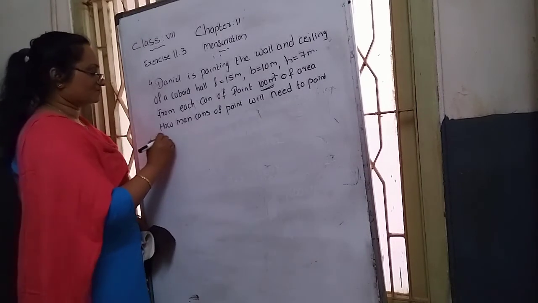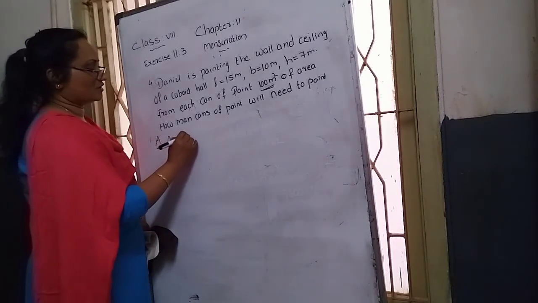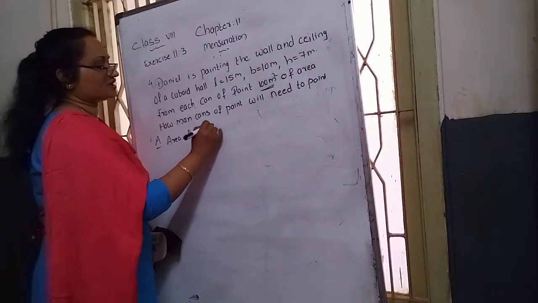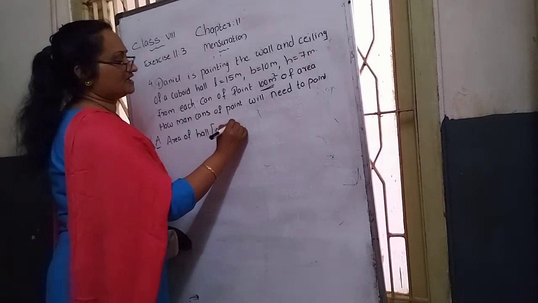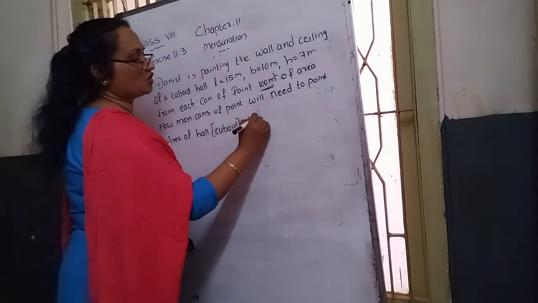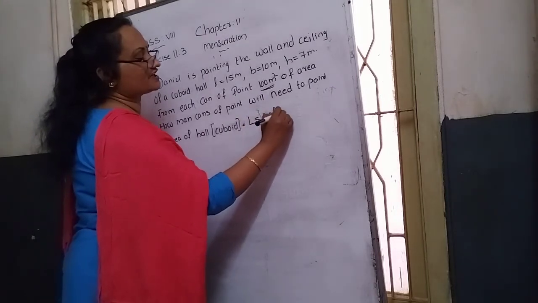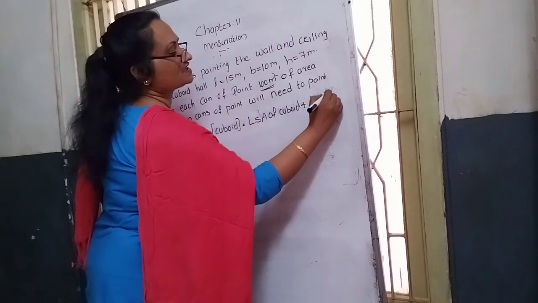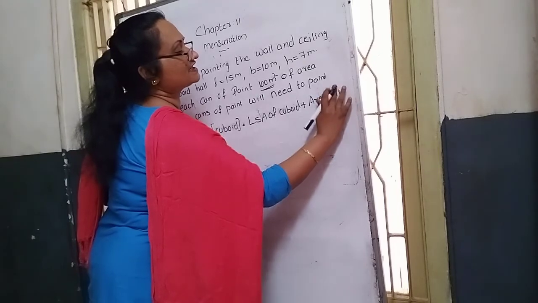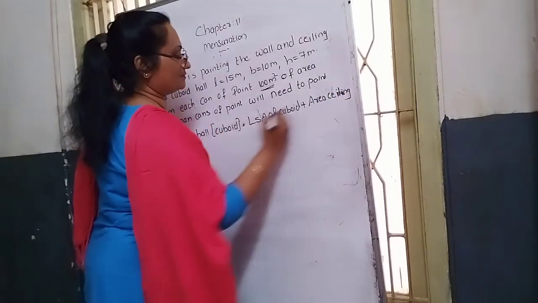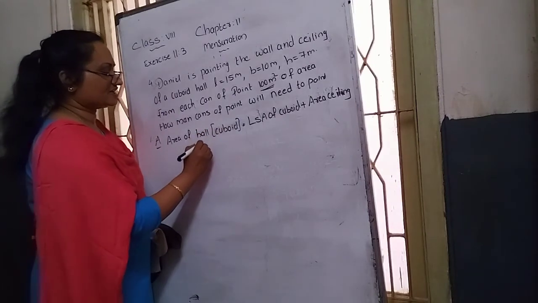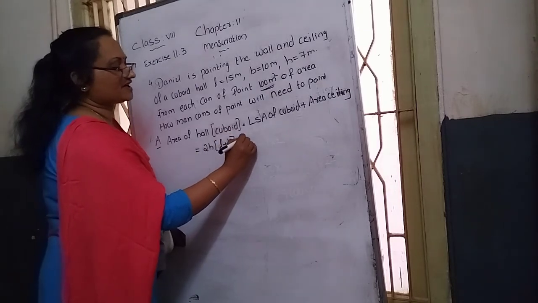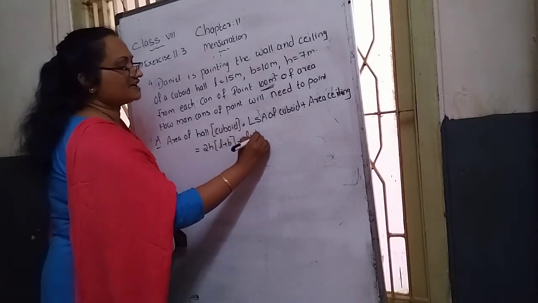So we can start here. Area of a hall: find out. The hall is in which shape? A cuboid shape. First the wall is painted. The wall will be represented as LSA of a cuboid plus a ceiling. Area of ceiling: the ceiling is in the shape of a rectangle. What is the formula for finding LSA of a cuboid? 2h(l + b). The ceiling is a rectangle shape, and the area of a rectangle is length into breadth.